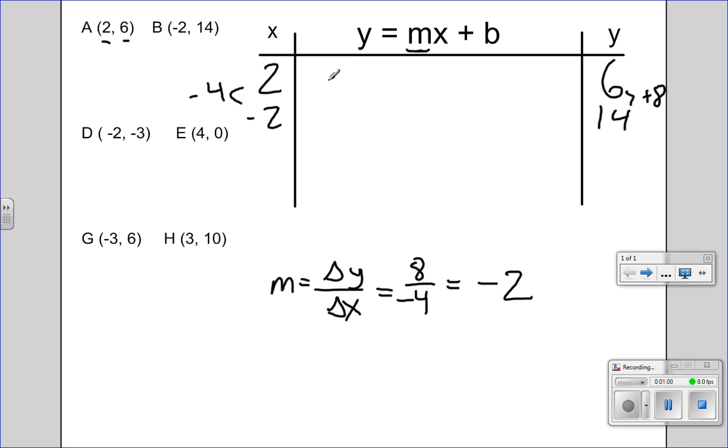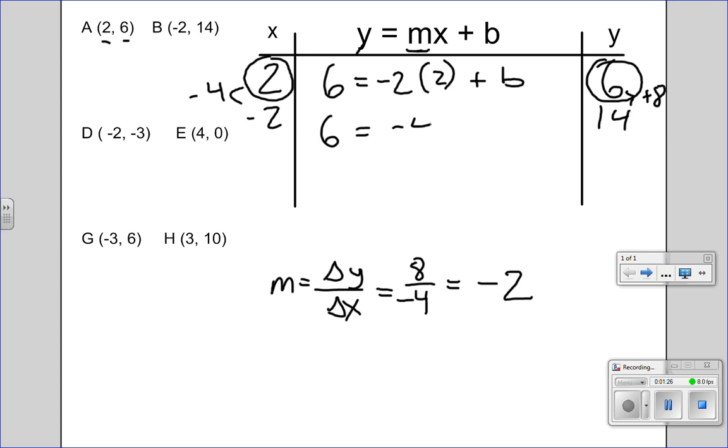You can pick the first row, (2, 6), or the second point, (-2, 14). It's up to you. If it's positive, I like to try to stick with that. So I'm going to pick the first row, 2 and 6, because they're both positive. So y equals, my y point is 6. 6 equals m, which is -2, times x, which is 2, plus b. 6 equals -2 times 2 is -4, plus b. To get rid of -4, you add 4 to both sides.